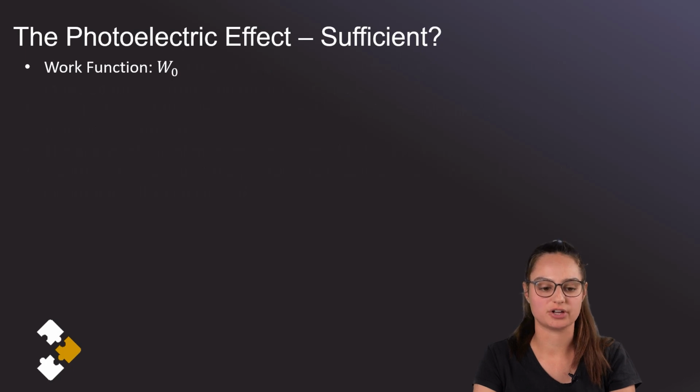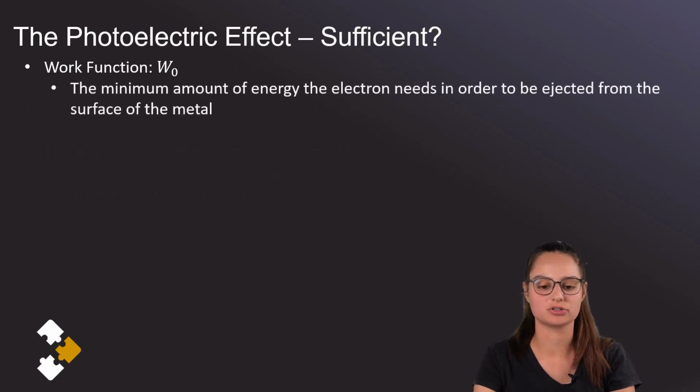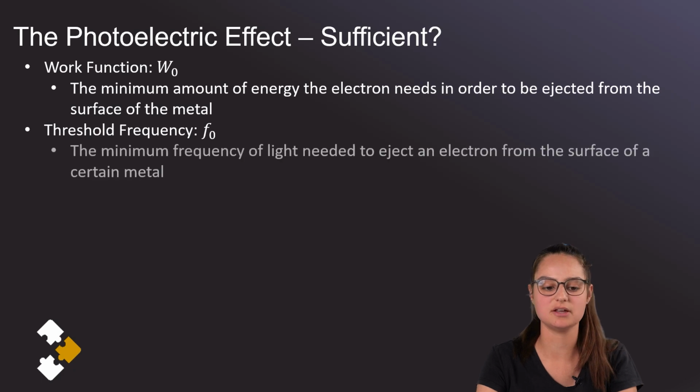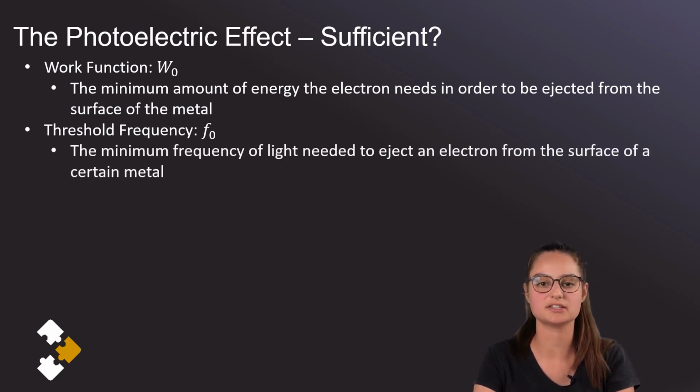So the work function is the minimum amount of energy the electron needs in order to be ejected from the surface of the metal. We also talk about threshold frequency, which is the minimum frequency of light needed to eject an electron from the surface of a certain material.